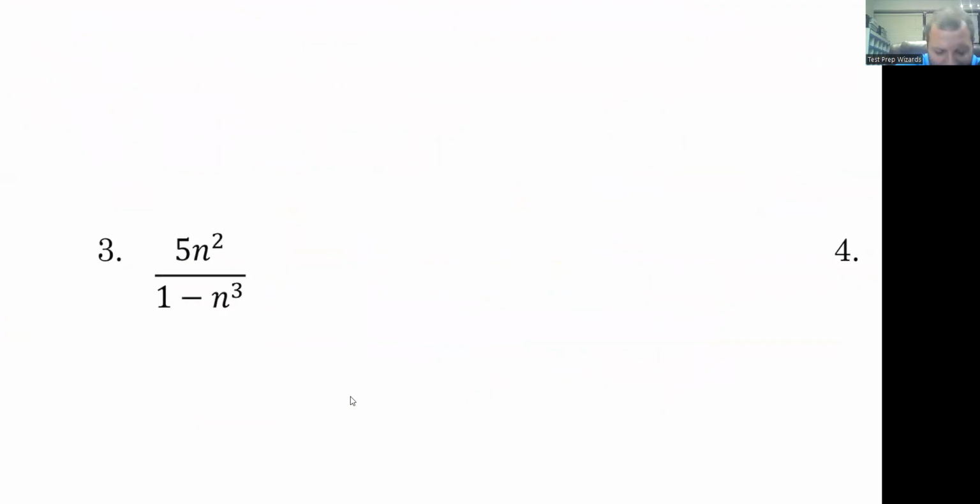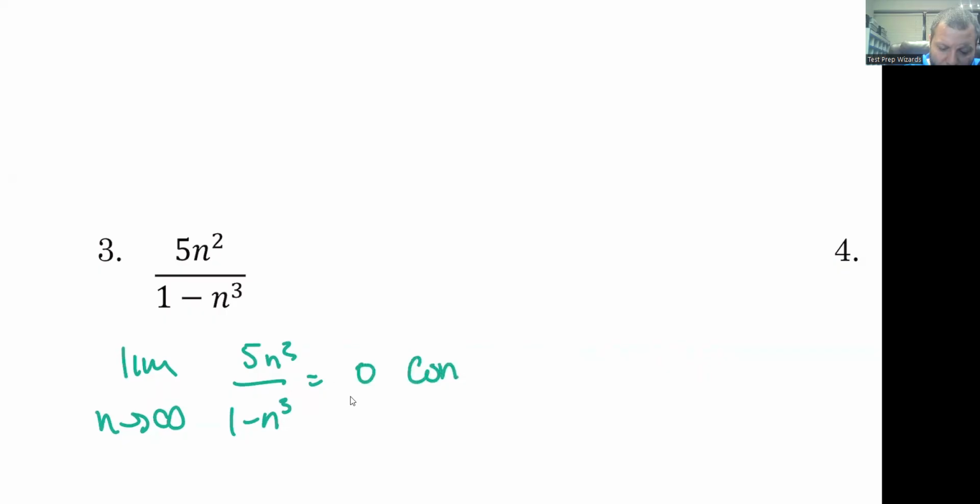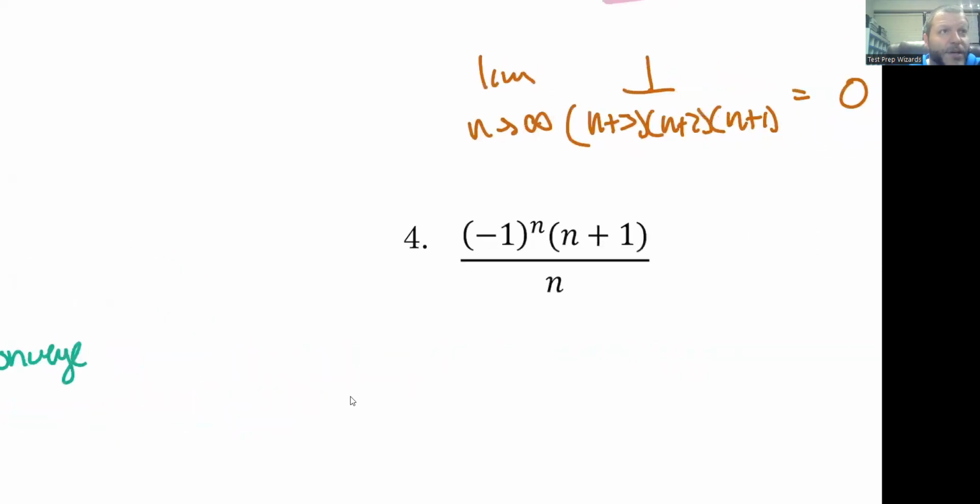So same thing here. This one's not going to be too bad, right? So if I took the limit as n approaches infinity of 5n squared over 1 minus n cubed, right? So the bottom dominates the top because we have a cubic versus a quadratic. So this is also going to converge, aka as we get far enough out, right? The values in the sequence don't really deviate from 0.